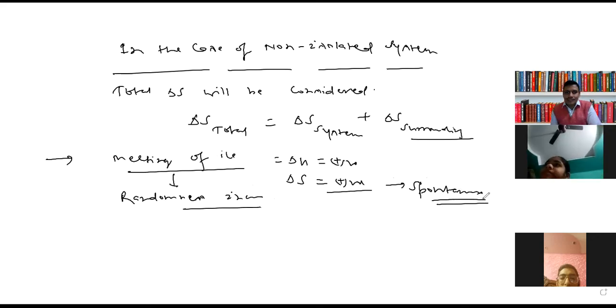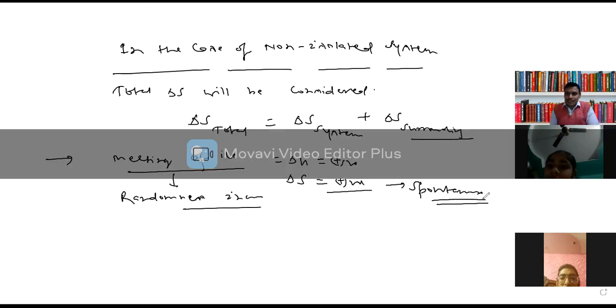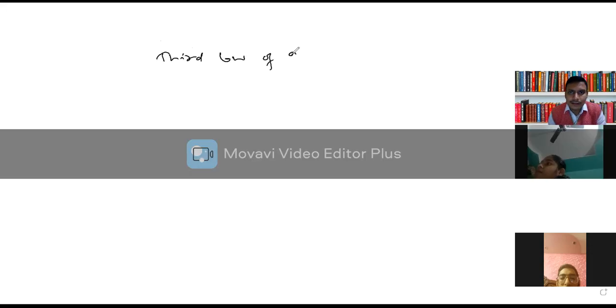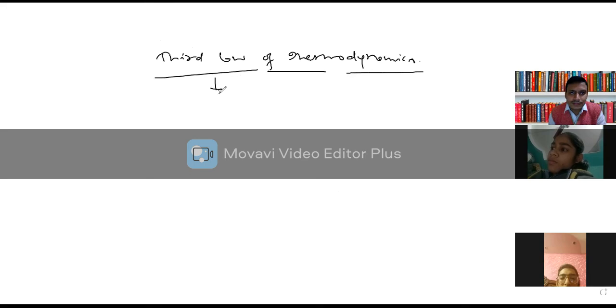Okay. So this is all about the entropy change. Take the screenshot. And the last point I am going to discuss about entropy, take the screenshot of this, okay? The last point I am going to discuss is the third law of thermodynamics. What is the third law of thermodynamics?